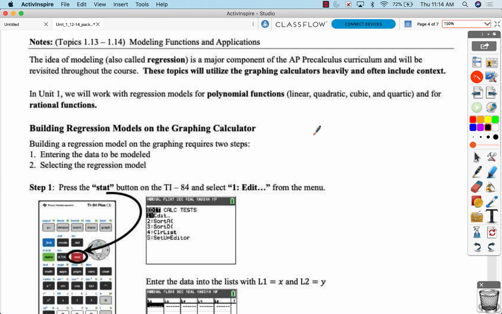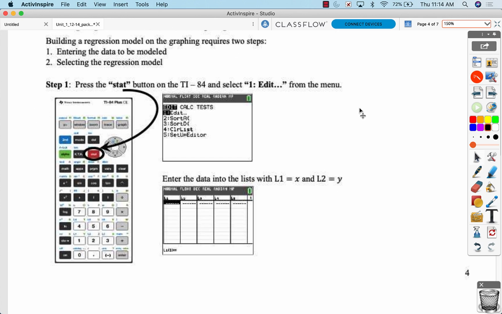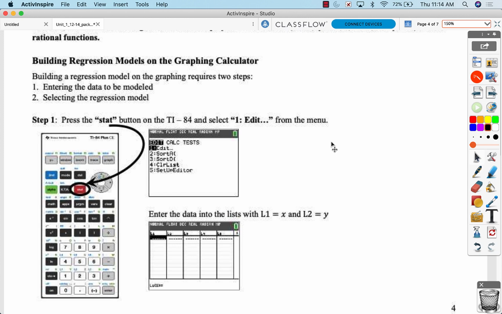Now, this idea is called modeling. It's a major component of AP Pre-Calculus, and we're going to be doing this stuff a lot throughout the year. So you're going to build a model, a regression model, using your calculator. To be honest, all you have to do is be kind of good at using this calculator. Here they're showing you the steps of how to put the data in. This is how you enter the data.